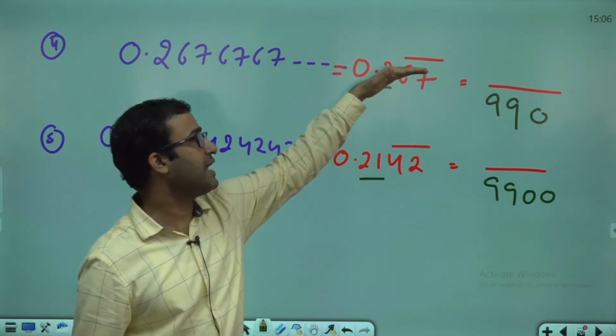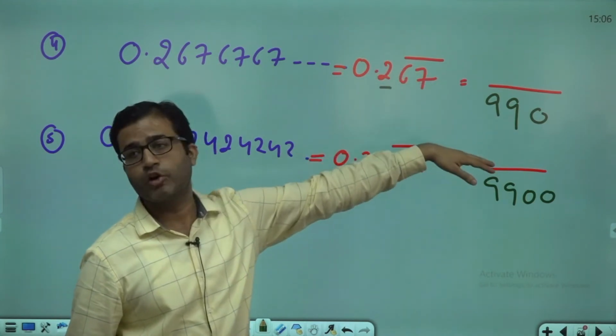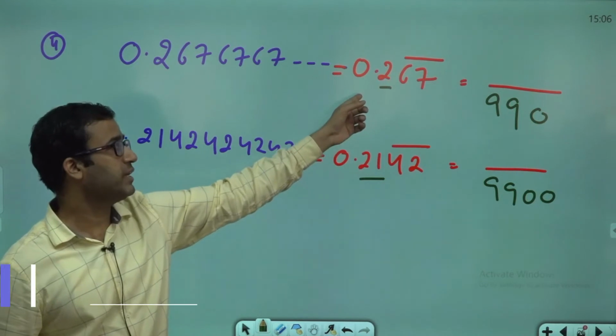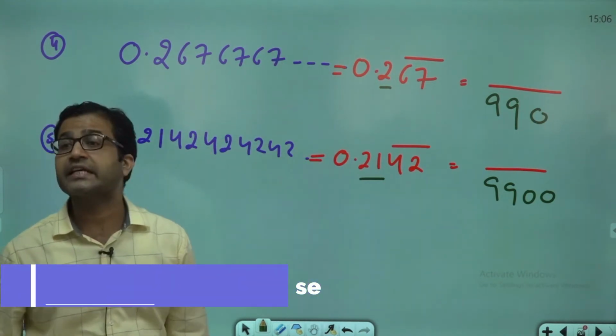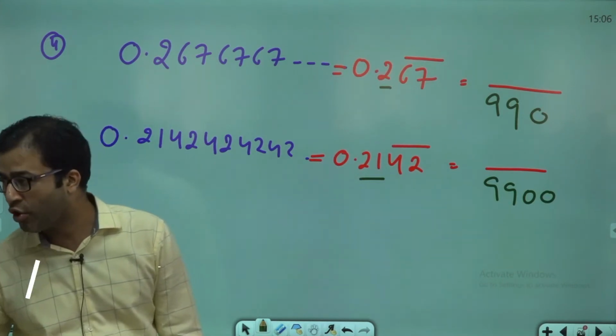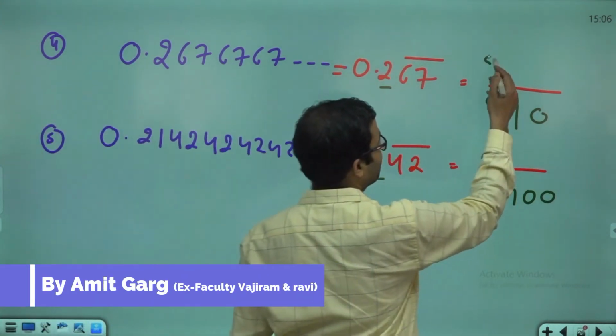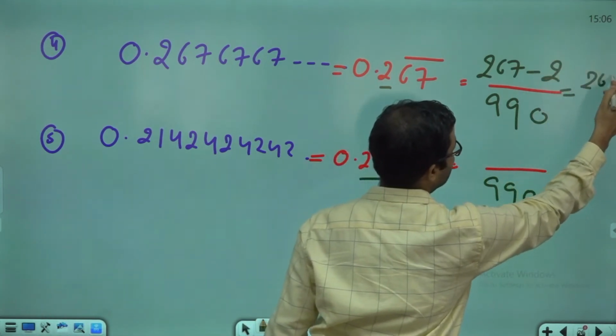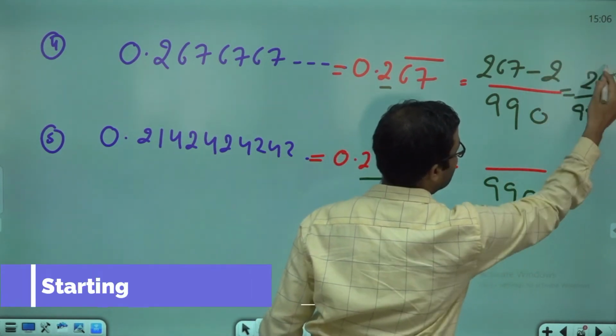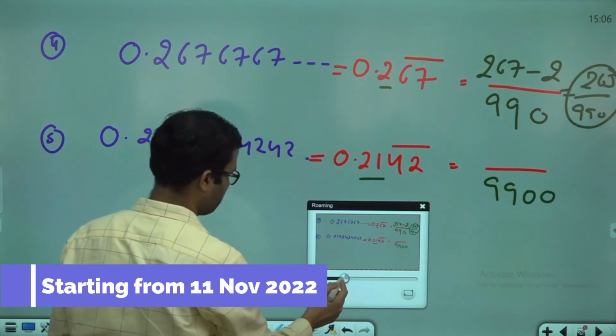As many 9s as there are digits under the bar, followed by as many 0s as there are digits between the decimal and recurring part. Numerator is total number minus non-recurring part. Total number is 267 minus 2. So it is 265 upon 990, simplified.